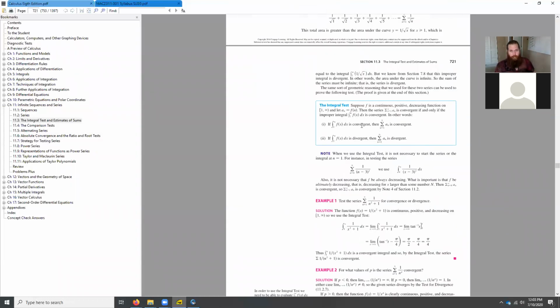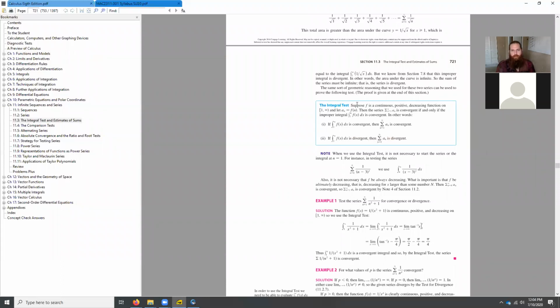And they do the whole proof here, right? So if f is continuous, positive, and decreasing on the interval 1 to infinity, they use 1 for a, and a_n is the sequence that you get by restricting f(x) to the integers, then this series converges if and only if this integral converges. In other words, if the integral converges, the series converges. And if the integral diverges, the series diverges.